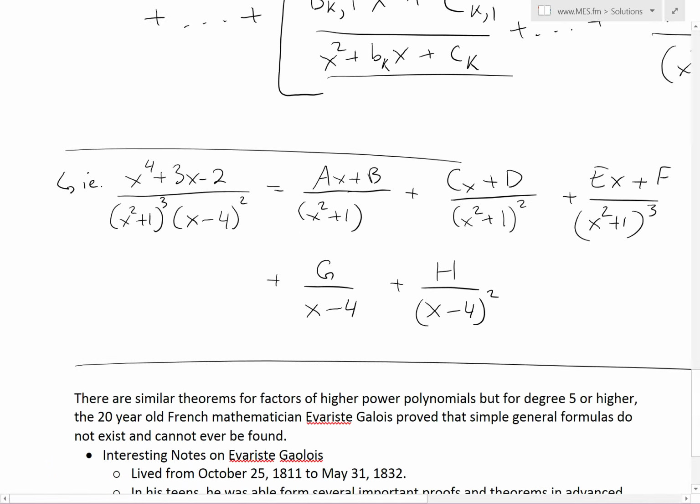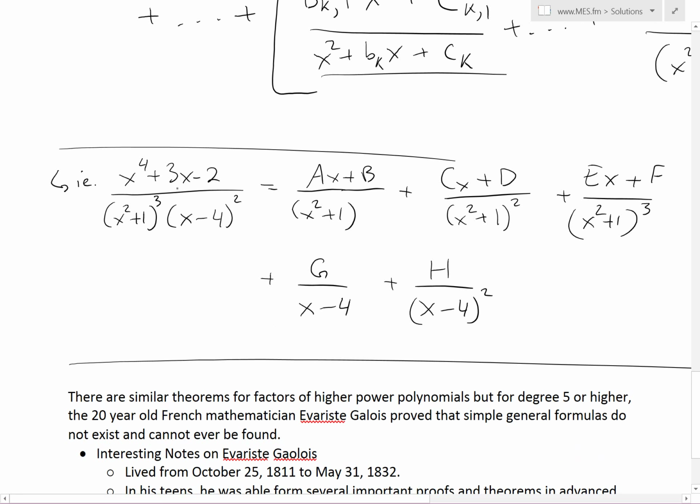And now one example is right here, x^4 plus 3x minus 2. And again, this is a degree 4 at the top. Remember, the degree has to be less than the degree at the bottom to be proper. So this is going to be, well, x squared plus 1, that's a non-linear, power of 3. So eventually this is going to be x squared power of 3, that's 6. And then there's a squared right here, so this is a power of 8, degree 8. So this is a proper fraction.